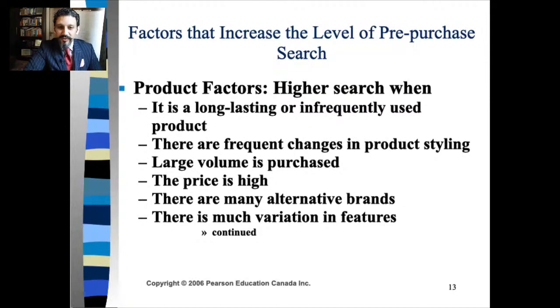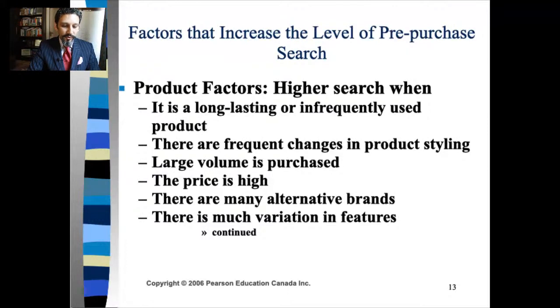Factors that increase the level of pre-purchase search. So it could be product factors. You have a higher level of search when it is a long-lasting or infrequently used product. So something that is long-lasting, that is infrequently used, you would have a higher degree of search, because if it is long lasting, that means you're not buying it more frequently, right?